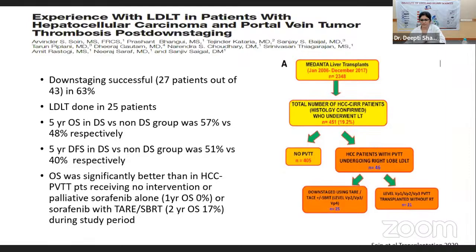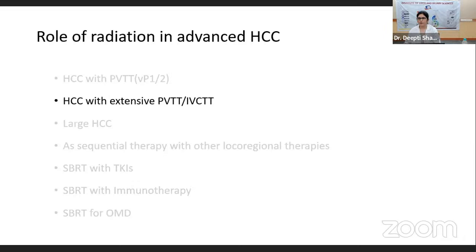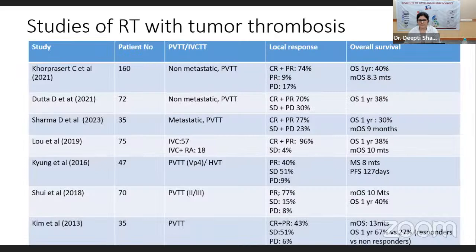Now, the role of radiation therapy in extensive portal vein tumor thrombosis. Extensive portal vein tumor thrombosis usually refers to VP3 and VP4 or inferior vena cava tumor thrombosis. These are some of the studies where radiation therapy has been used in extensive PVTT and IVC tumor thrombosis. Again, with radiation therapy, we could achieve complete response and partial response, that is an overall response rate, up to the tune of 70% to 80%, and progressive disease was there in about 10 to 15% of the patients, with an overall survival ranging from 30 to 40%.